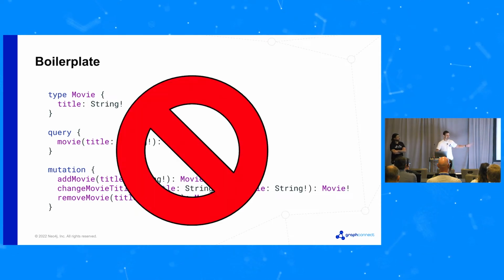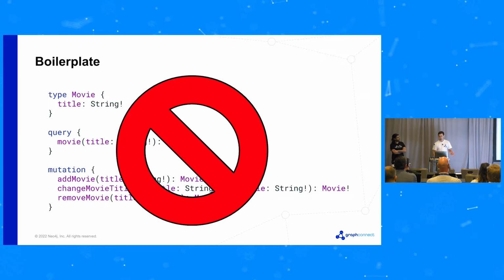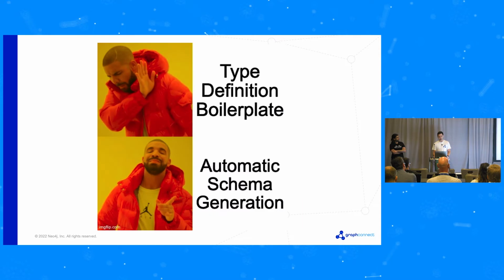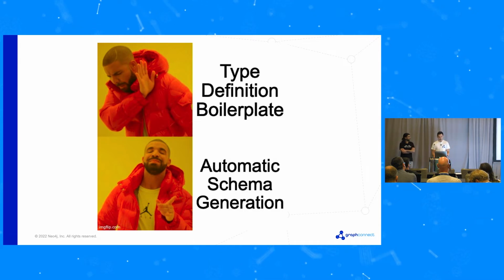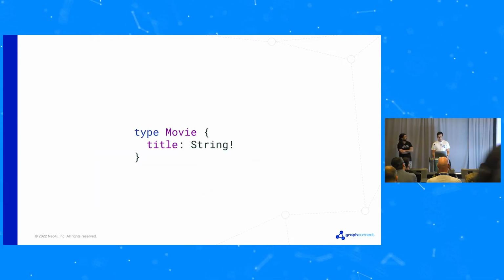So we say no to this. This is rubbish. We don't want to be defining all of that ourselves. We just want to worry about a domain and then have the rest of it generated for us. Type definition boilerplate is bad. Automatic schema generation is where it's at, and that's what we achieve with the GraphQL library.